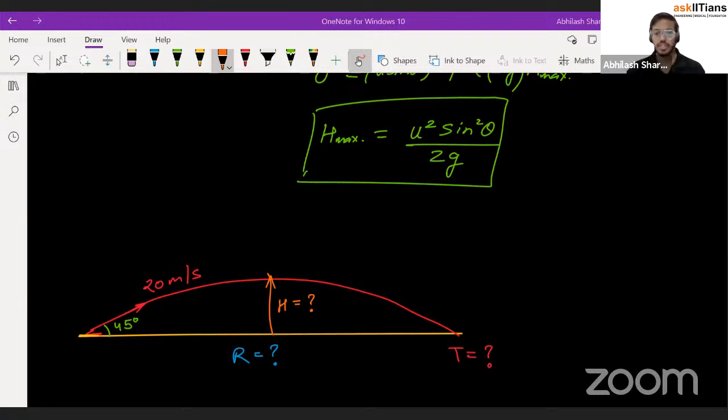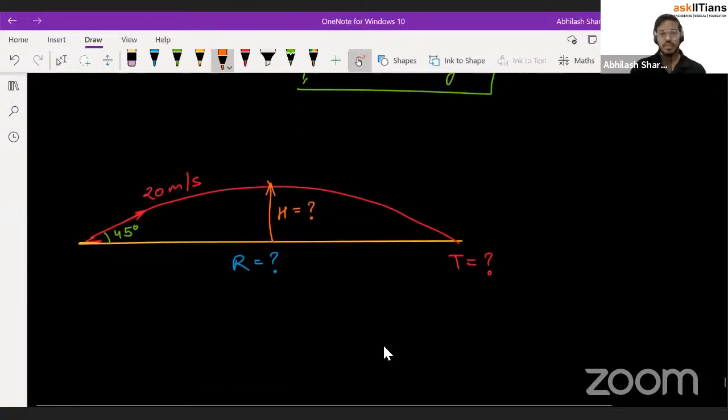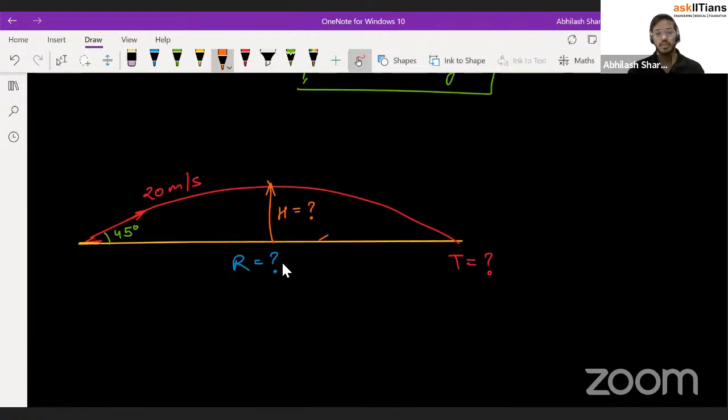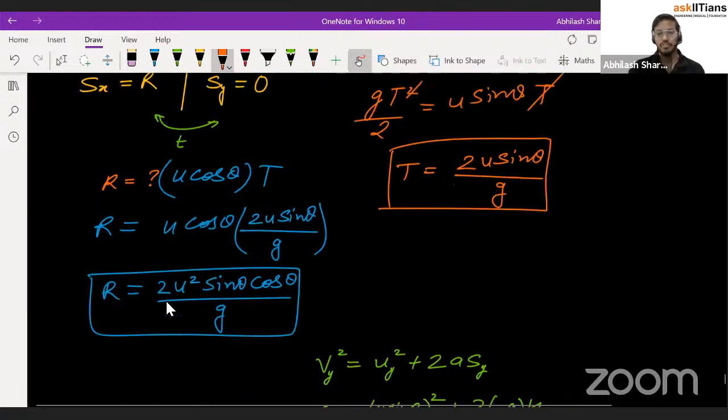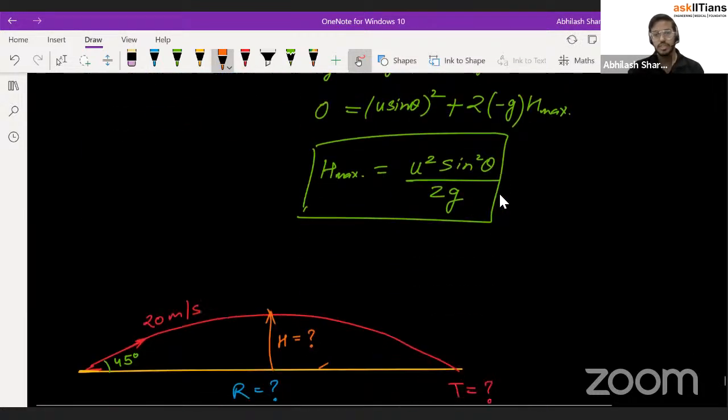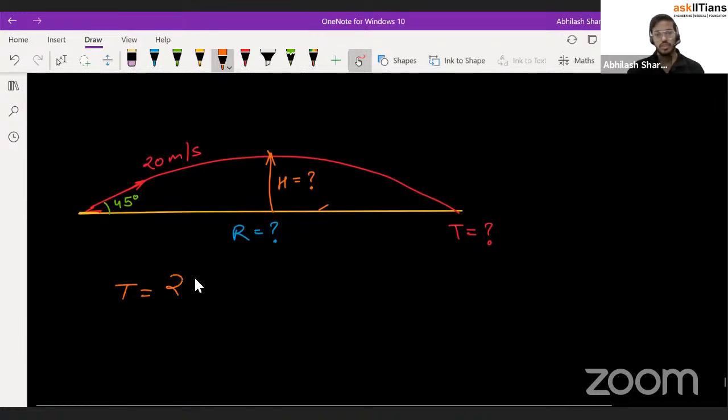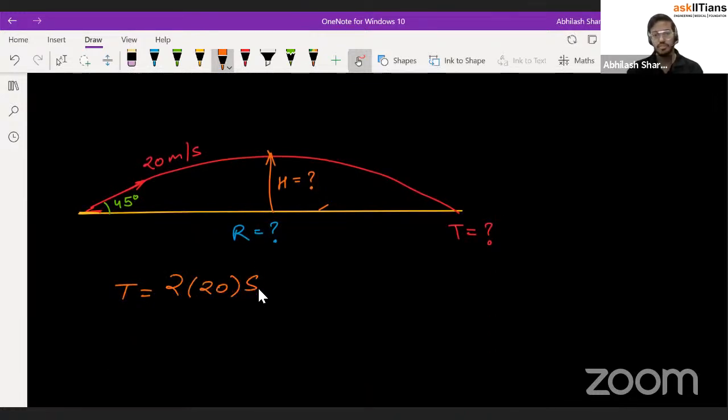So let me quickly solve this, guys. Direct formula based questions. How do we do it? Well, just see. If I want to find out time, it's 2u sine theta by g. You all have the formulas with you, right? 2u sine theta by g. Let's write it. 2u sine 45. Sine 45 is 1 by root 2.